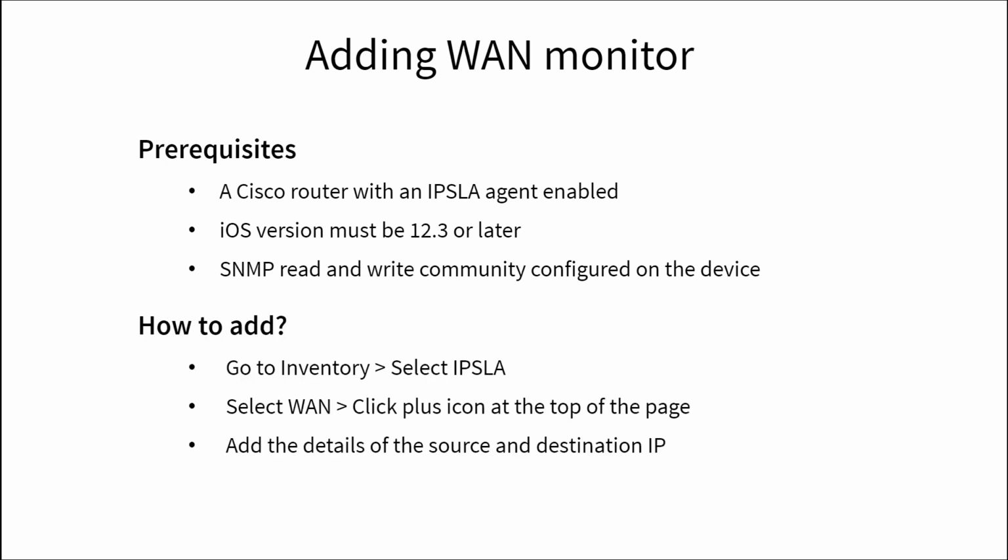Now, how you get to do that is very simple. All you have to do is go to the inventory, IP SLA, click on the WAN, and click on the plus icon. That's going to show you the details, and you can go ahead and add the details like the source and destination of the IP. So let me actually do that for you.